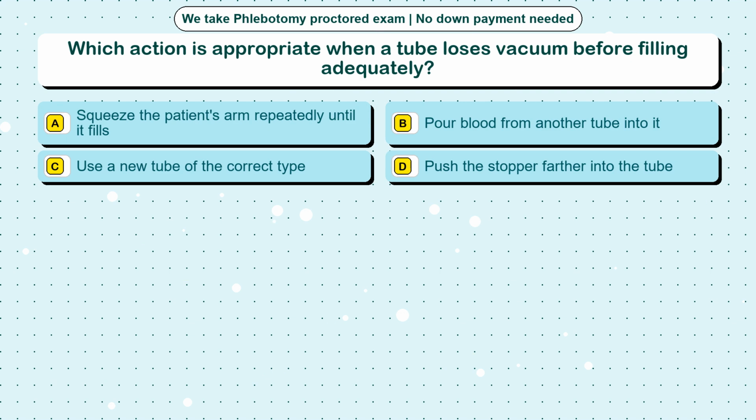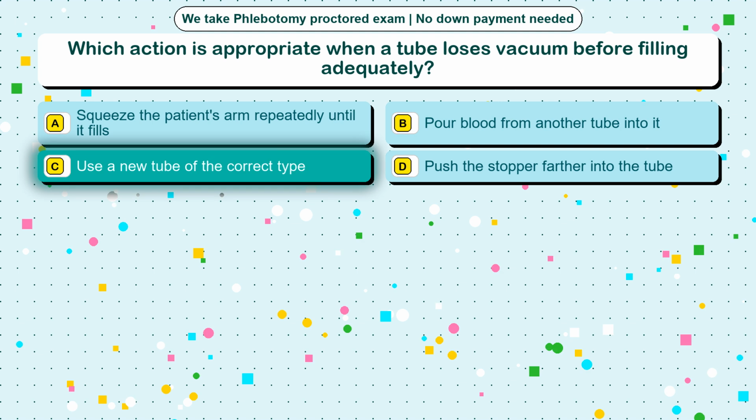Question 98. Which action is appropriate when a tube loses vacuum before filling adequately? Option A. Squeeze the patient's arm repeatedly until it fills. Option B. Pour blood from another tube into it. Option C. Use a new tube of the correct type. Option D. Push the stopper farther into the tube.